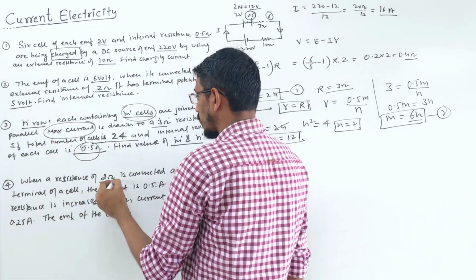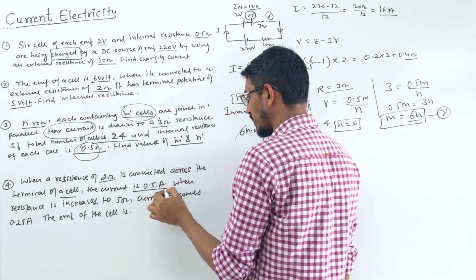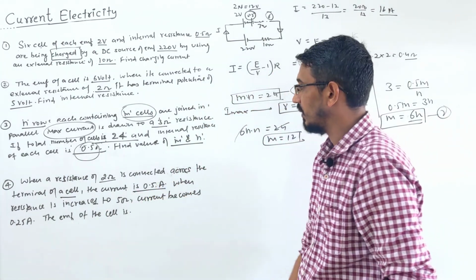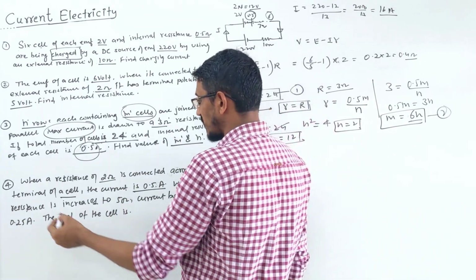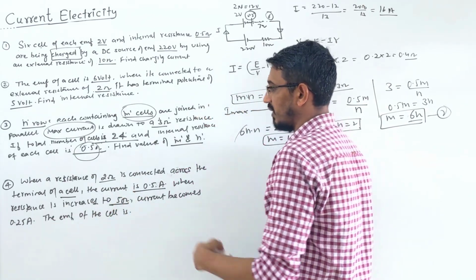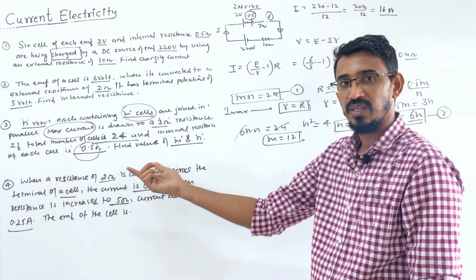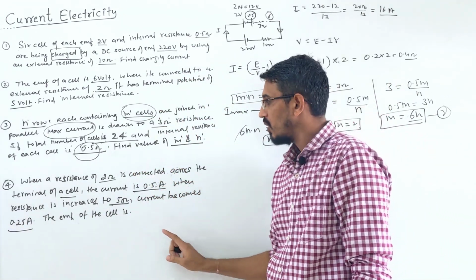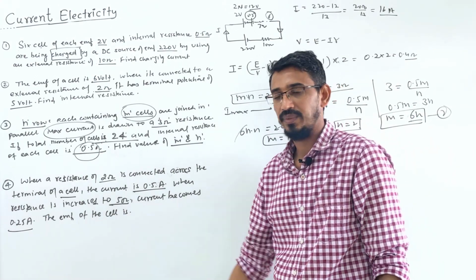When a resistance of 2 ohm is connected across the terminal of a cell, the current drawn is 0.5 ampere. When the resistance is increased to 5 ohm, the current becomes 0.25 ampere. The external resistance is changing, and the current is also changing. What's the EMF of the cell? What's the internal resistance of the cell? These questions they will ask you, okay?